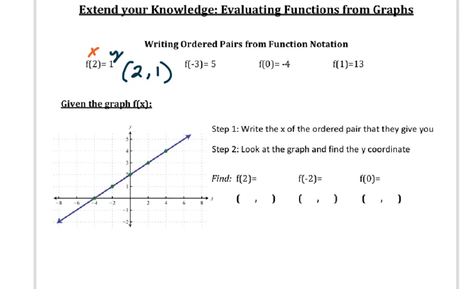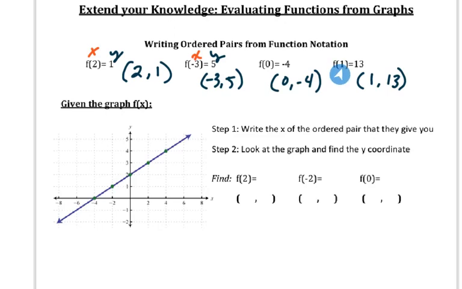So in this one, again, if it's in parentheses, it's the x. If it's not in parentheses, it's the y. So it's just the ordered pair, negative 3, comma 5. Same pattern, 0, negative 4, 1, comma 13. It's just a fancy high school way of writing an ordered pair. It means if the number's in parentheses, it's the x value. The number on the outside is the output, which is the y value.